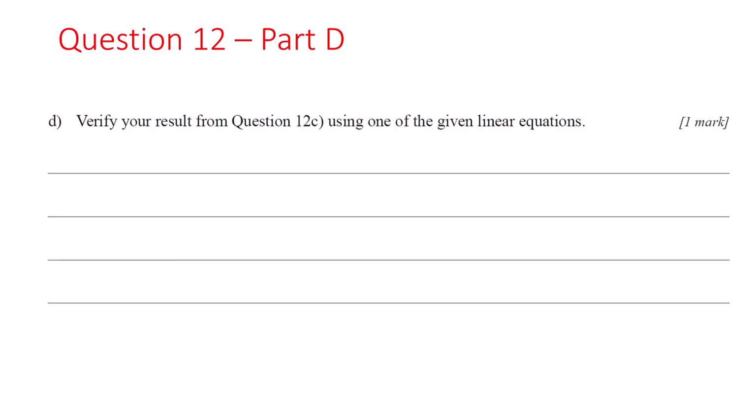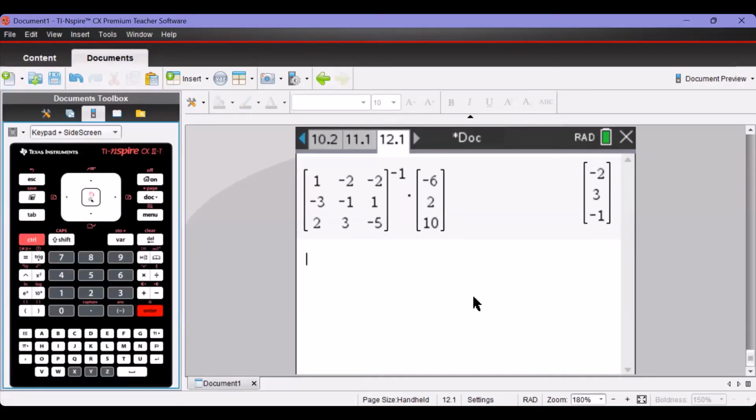In part D, you're asked to verify that solution using one of the given linear equations. So, for example, you could substitute x equals -2, y equals 3, and z equals -1 into the first equation, for example, which is x minus 2y minus 2z. Make that substitution and obtain an output of -6, and that verifies that the solution satisfies one of the 3 linear equations.